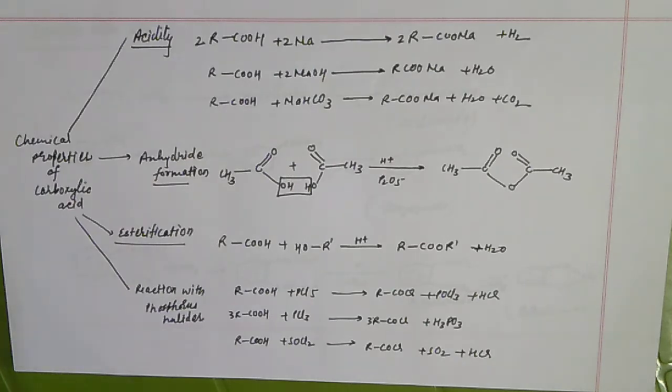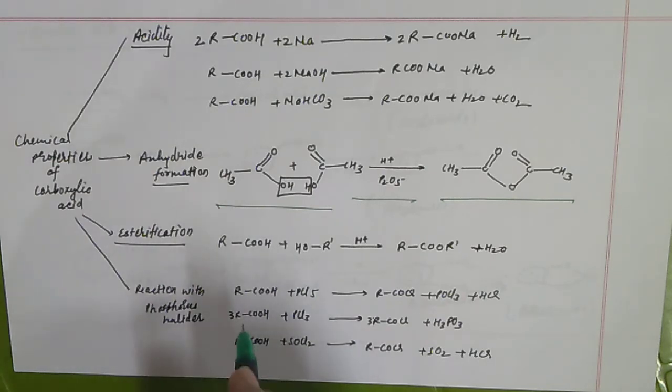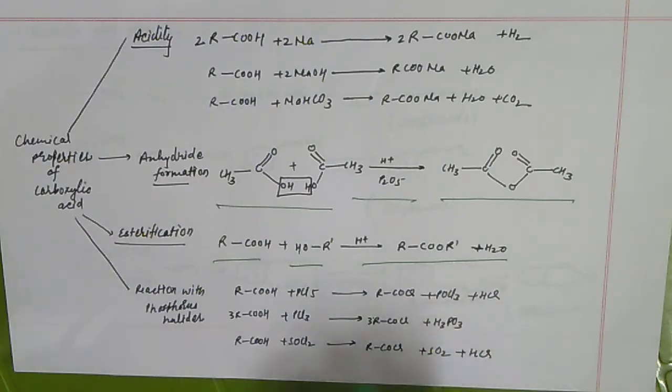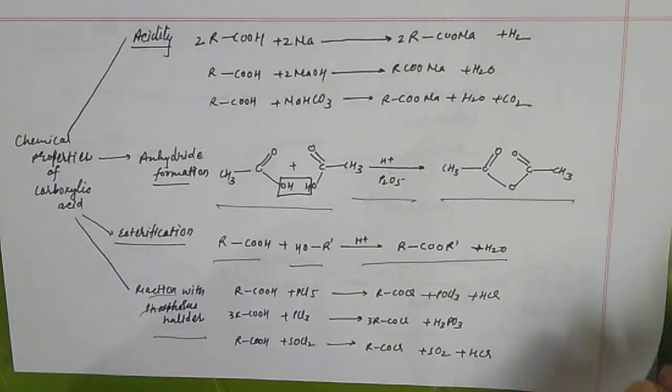Next one is formation of anhydride. When two molecules of carboxylic acid are combined in the presence of phosphorus pentoxide catalyst, it will give the anhydride, acetic anhydride. Now the esterification reaction: equimolar amounts of carboxylic acid and ethyl alcohol in the presence of sulfuric acid will give the ester. Now reaction with phosphorus halide: all types of phosphorus halide or thionyl chloride will readily give the acyl chloride.